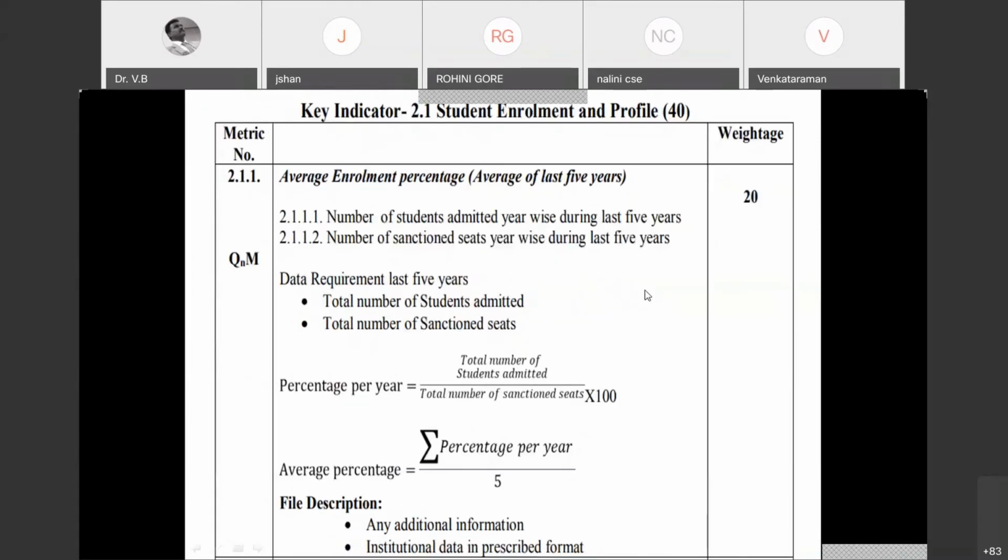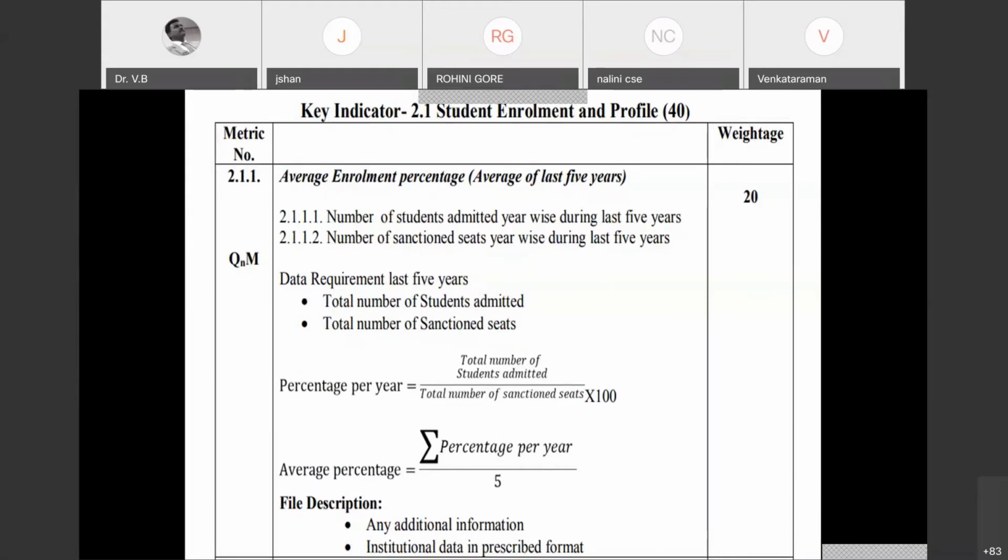So the first question under this subheading 2.1 is average enrollment percentage. So how many of your seats are getting filled up? So that data you have to enter. So this gives a very clear indicator about how good is your institution, how good is the program offered by your institution, how good it is at attracting students. So better this percentage over here, better is the marks that you score out of this 20.